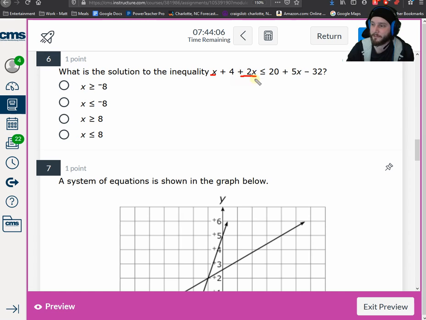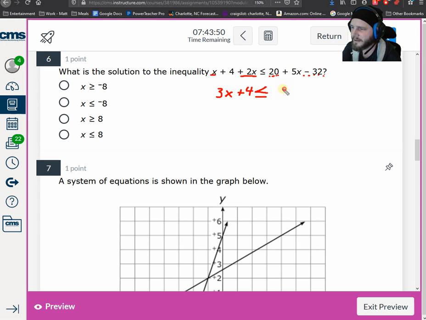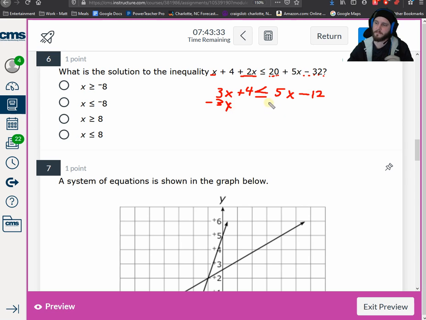So I'm going to combine my x's on my left side and combine my constants on my right side. So on the left side, x plus 2x is now 3x plus 4 is less than or equal to, let's see, 5x, and we have 20 minus 32. That's going to be negative 12. Okay? For starters, we're going to put our variable on one side, so I'm going to subtract both sides by 3x, because I don't like dealing with negatives if I can help it. And subtracting 5x by 3x, that won't be negative. So we have 4 is less than or equal to 2x minus 12.